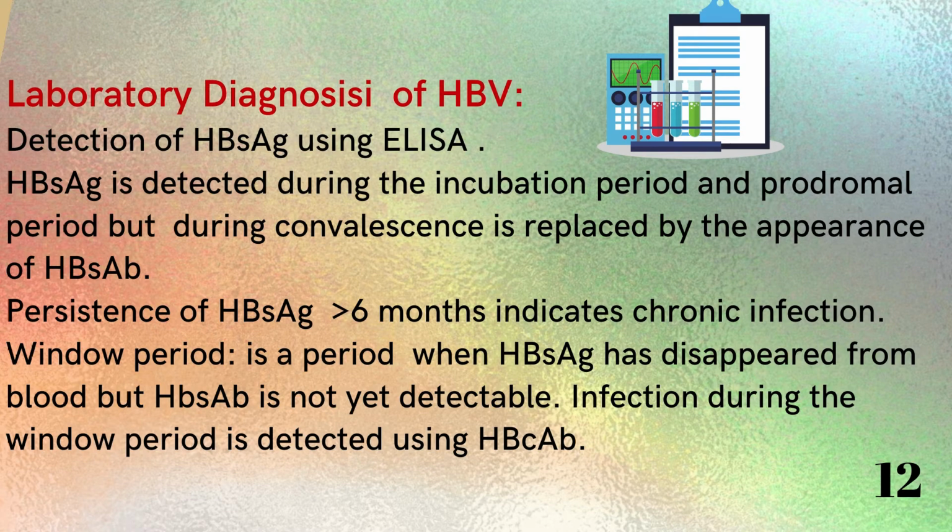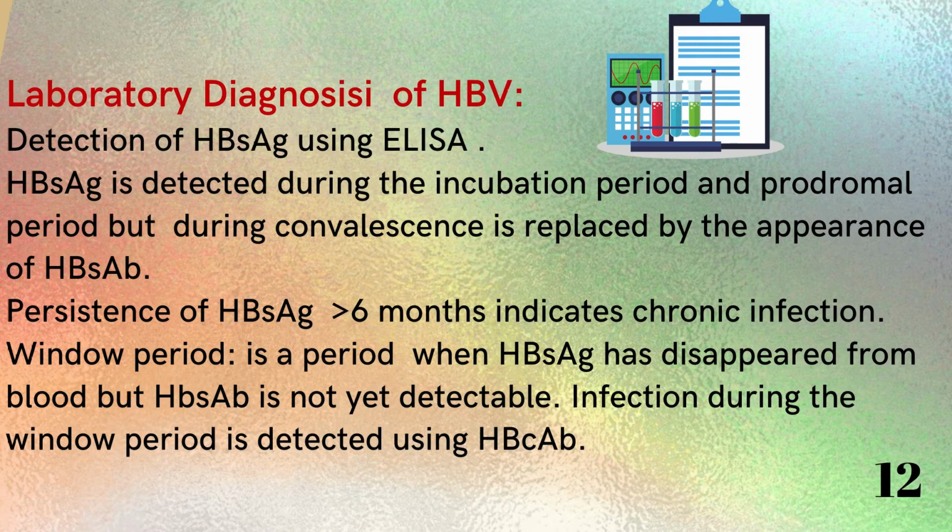Laboratory diagnosis of hepatitis B: detection of hepatitis B surface antigen by ELISA. Before, we discussed hepatitis A virus diagnosis through the increase in enzymes and through ELISA. We can do PCR also, but we said it is not used for detection of the virus in a patient, just for study. Here we can detect hepatitis B surface antigen through ELISA.